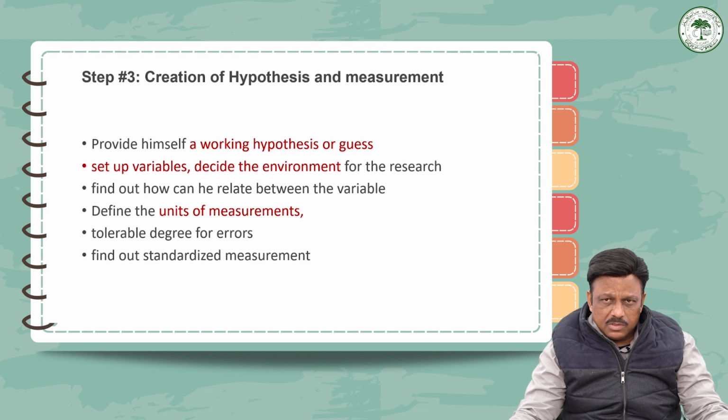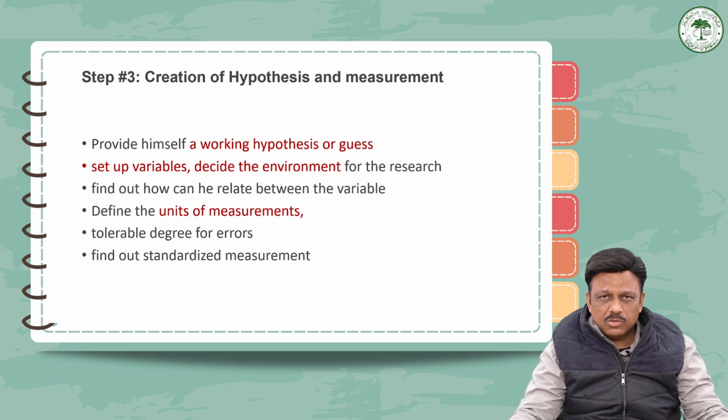The third step is creation of hypothesis and measurement. Now, hypothesis formation is a very important part of empirical method, which was not there in a normative way of doing things. So before beginning the actual research, he needs to provide himself with a working hypothesis or guess, like what will be the probable result. The researcher has to set up variables, decide an environment for the research, and find out how he can relate the variables on whom he is going to experiment.